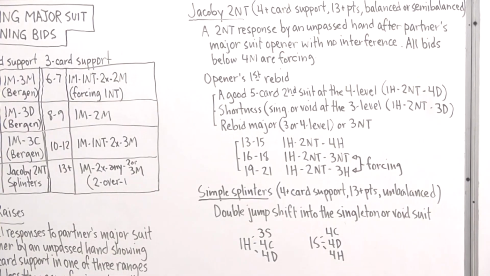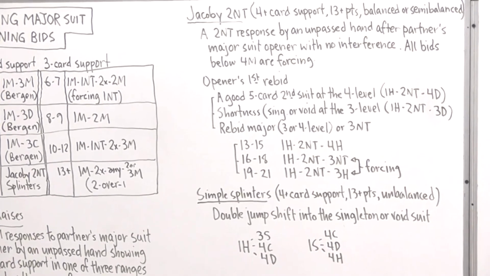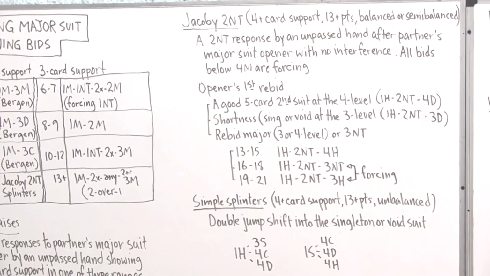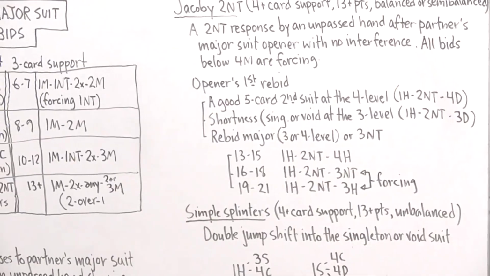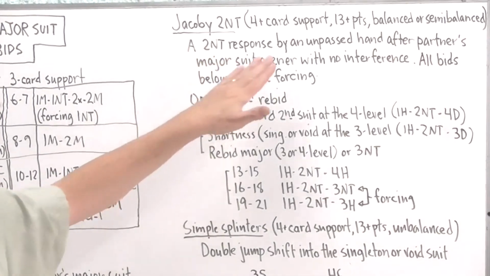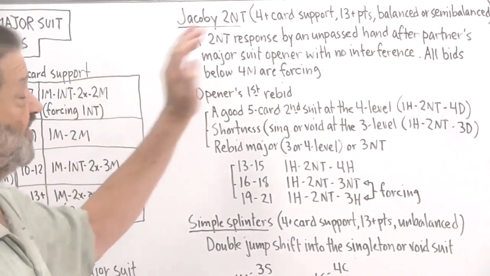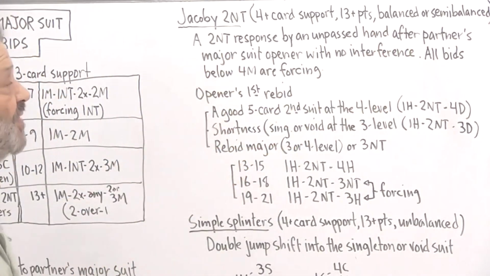So if the bidding goes 1 heart, 2 no trump, we're committed to 4 hearts. We don't stop before 4 hearts. So if I have to make one of these bids along the way, that's a forcing bid. You have to keep going. So 2 no trump is a response by an unpassed hand, a balanced or semi-balanced unpassed hand, after partner's major suit opening with no interference.